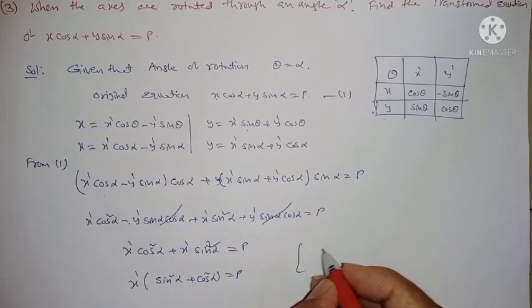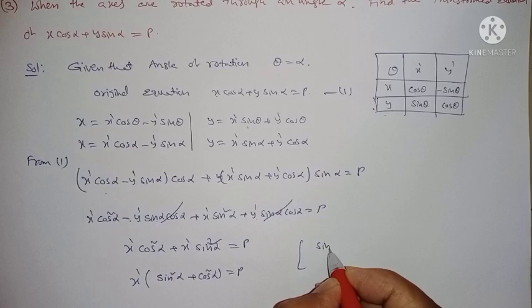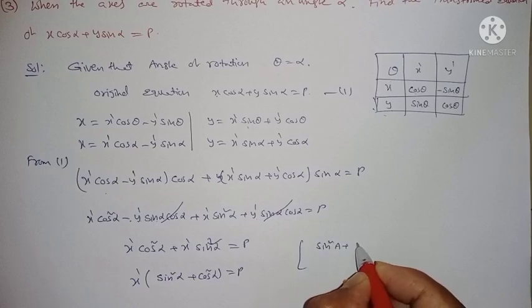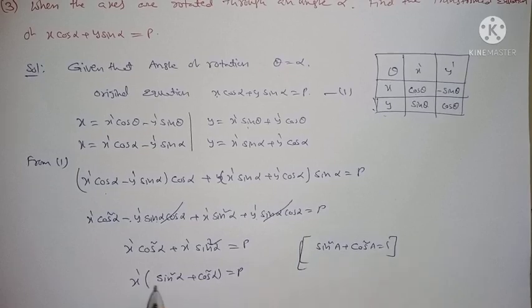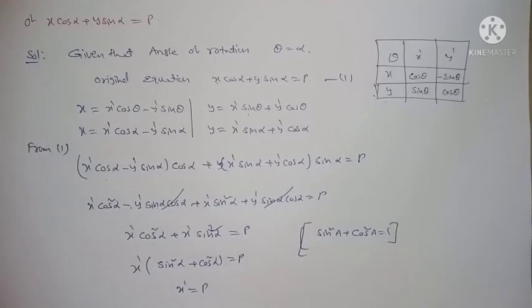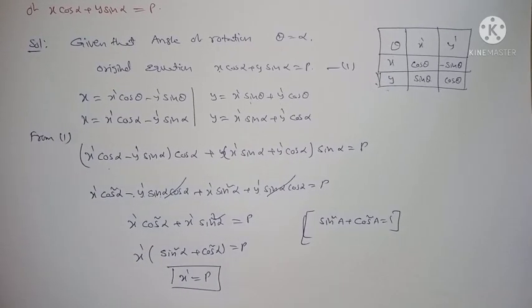We have the formula again. You know about the trigonometric ratios. That is sin square a plus cos square a is equal to 1. Therefore, you can write here x dash is equal to p. What you got here? X dash is equal to p. This is the required transformed equation of the curve.